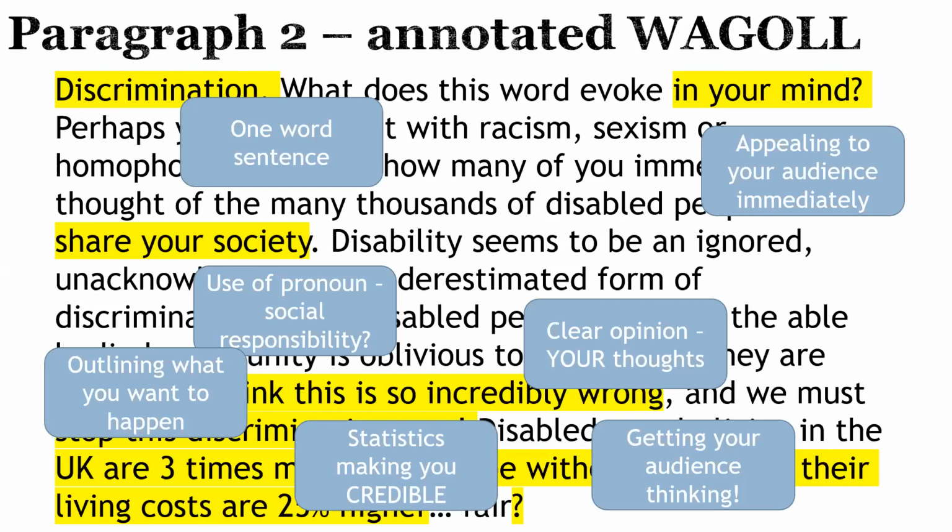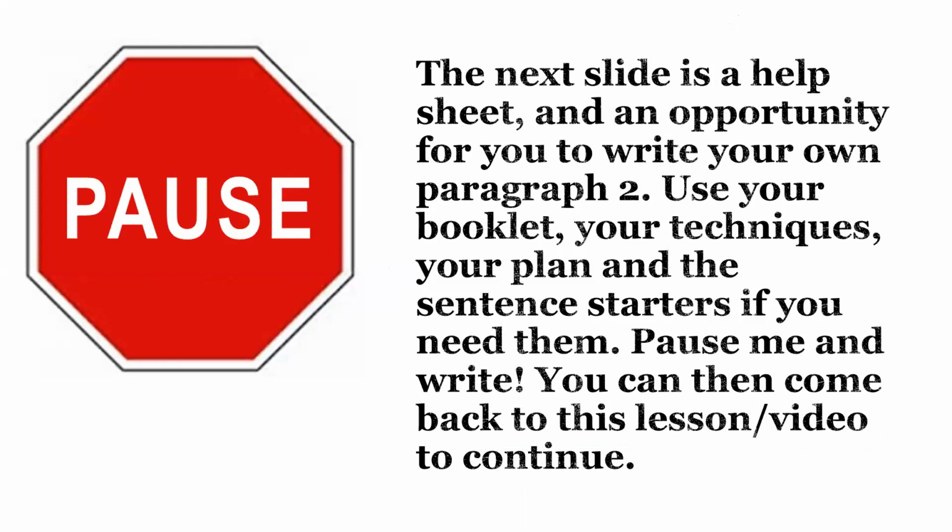So we're getting our audience thinking for themselves, their own opinions, and thinking about their thoughts before they then listen to some more of yours. So that is paragraph 2, annotated WAGOLL. So you can see what a good one looks like and the kind of things you should be including and why.